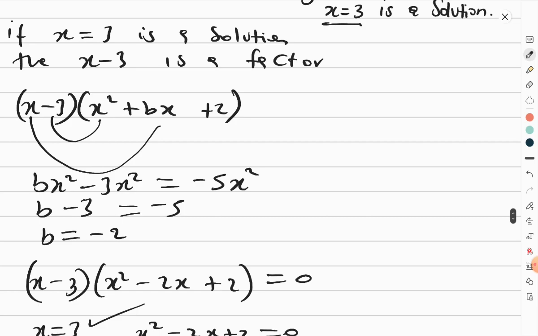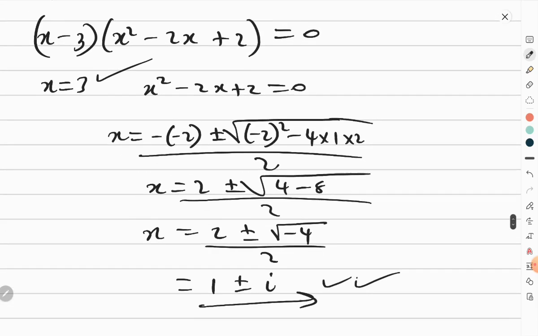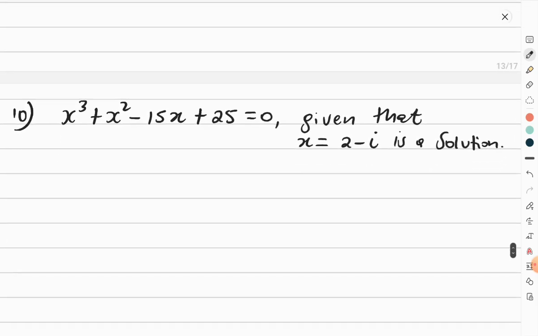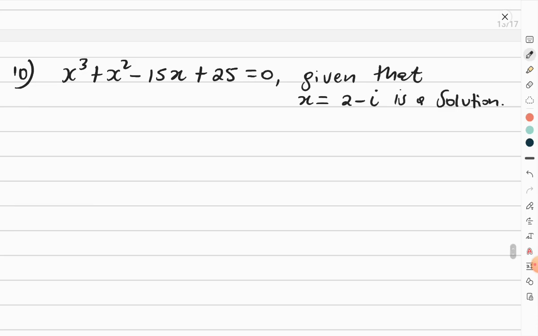There was a lot to do here, because we had to factorize the cubic function using various methods. Then let's get into number 10. Number 10, we have this one, and we are given that this is the first solution for this problem. So how do we approach it? If x is equal to 2 minus i, it is wise that the second solution is the conjugate of this solution, so the second one is going to be 2 plus i.